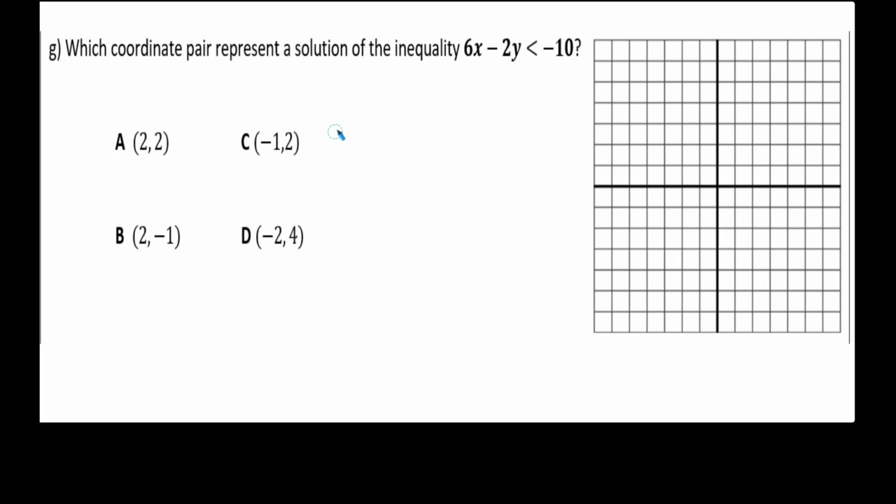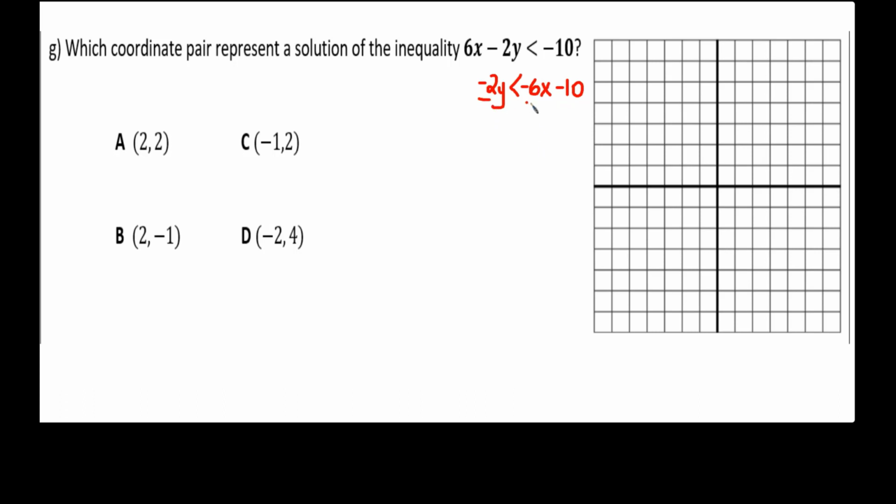The next problem is a multiple choice and is asking about which coordinate pair represents the solution to the inequality. So that means we need to graph and then make the points. So let's go ahead and get the y alone. That means we bring down the negative 2y. The 6x goes to the other side, negative 6x, and we bring down the negative 10.